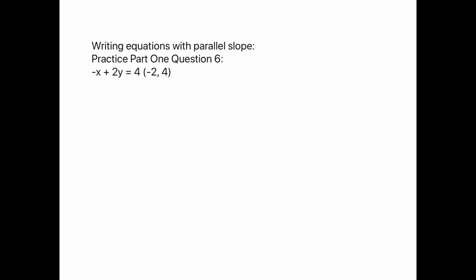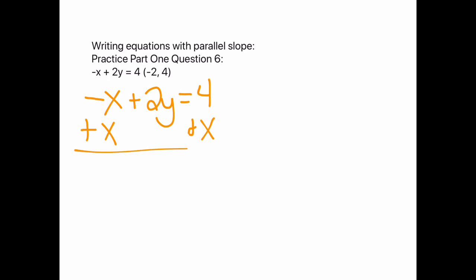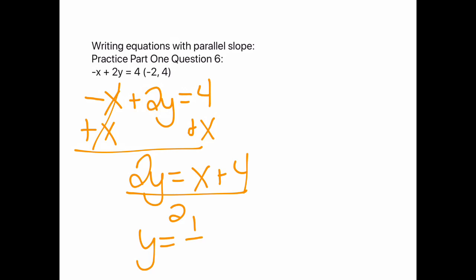All right. Now we're going to write an equation with parallel slope. This comes from practice part 1, and it's question number 6. So we're going to write this equation. So the first thing we have to do is figure out what the slope of the line that we have is. The easiest way to do this is to solve it for y using our algebra to put it into slope-intercept form. And so then we would divide everything by 2, and we would get y equals 1/2 x plus 2. So the slope of the line we currently have is 1/2. So we would need to look for options that start with a slope of 1/2.